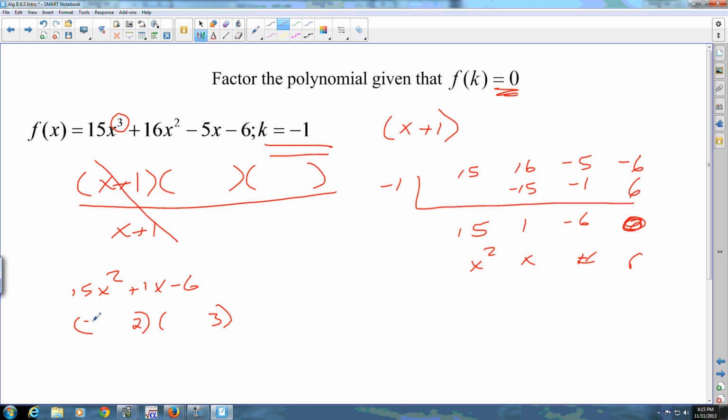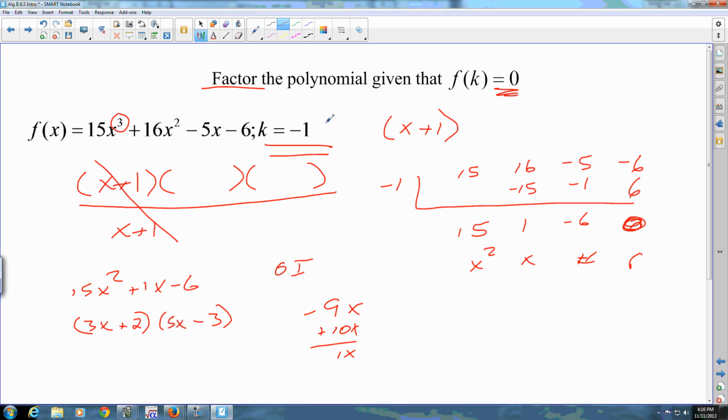Okay, so 3x, 5x. Now, one's got to be plus, one's got to be minus because it's multiplying to negative 6. Now check the O and the I. Outside, minus 9x. Inside, 10x. I totally got lucky on the first try. So 1x. So these are the factors.